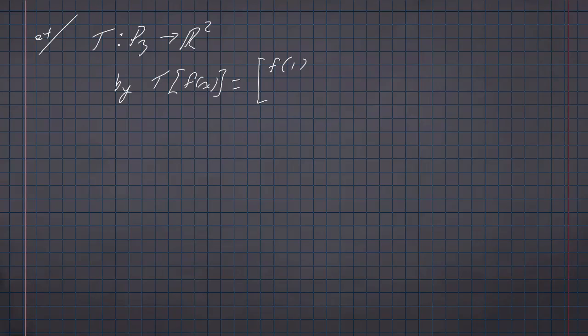So for this example, I want to define a linear transformation T from P3 to R2. So if I get a cubic polynomial, degree 3 polynomial, and I call it f of x, I am going to evaluate f at 1 and evaluate f at 2 and make those the components of my vector. And so I want to ask the question, is this a linear transformation?